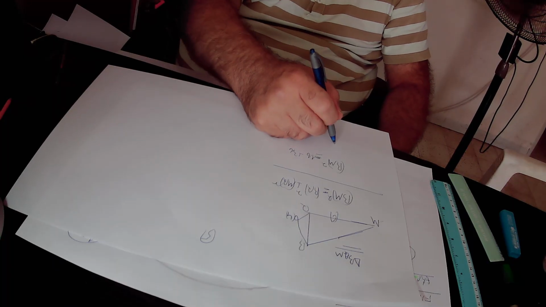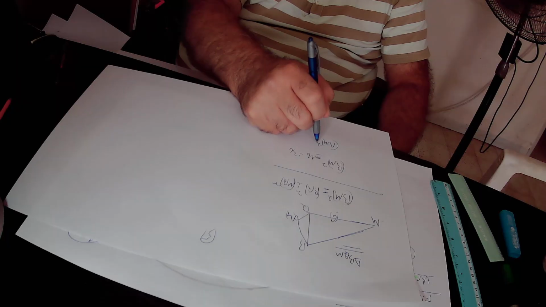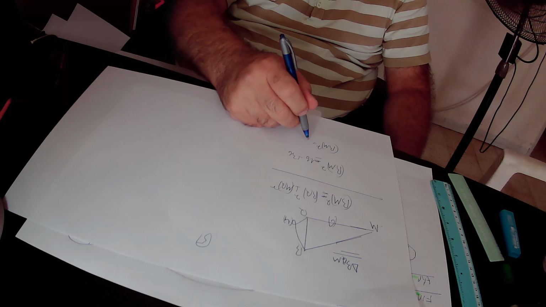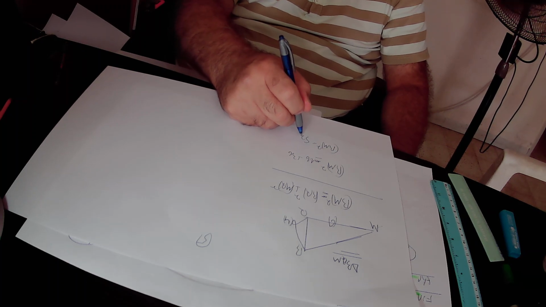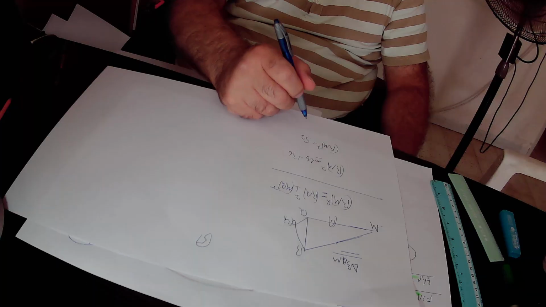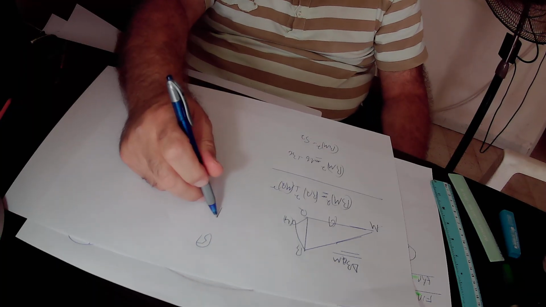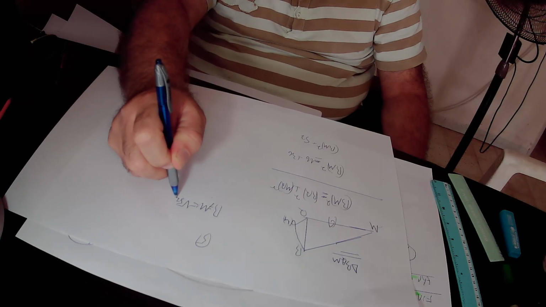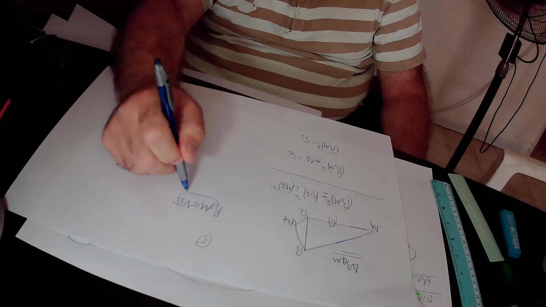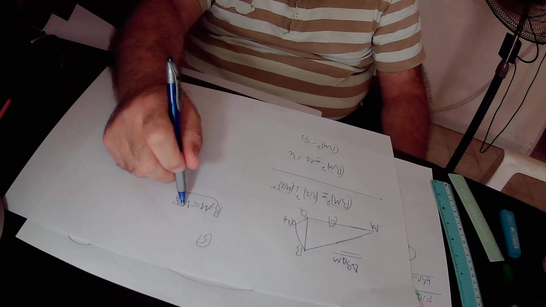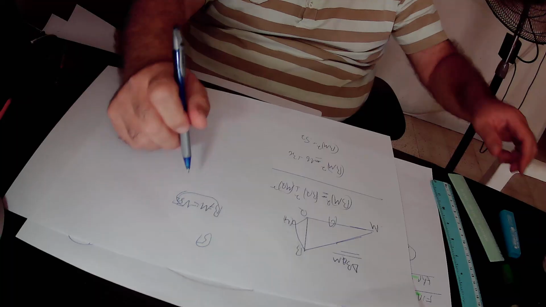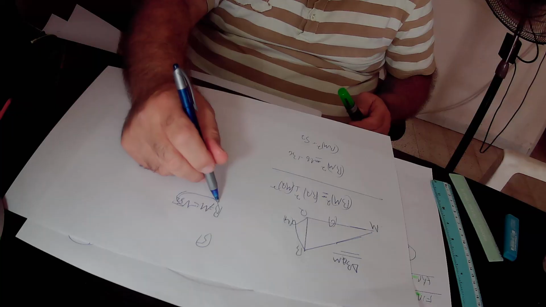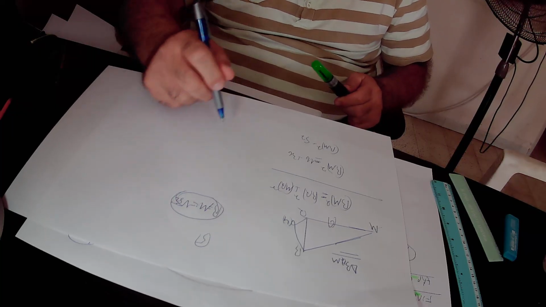So now BM squared equals 36 plus 16, which is 52. So BM squared equals 52. Here we take the square root of both sides and find that BM equals the square root of 52 units in length.